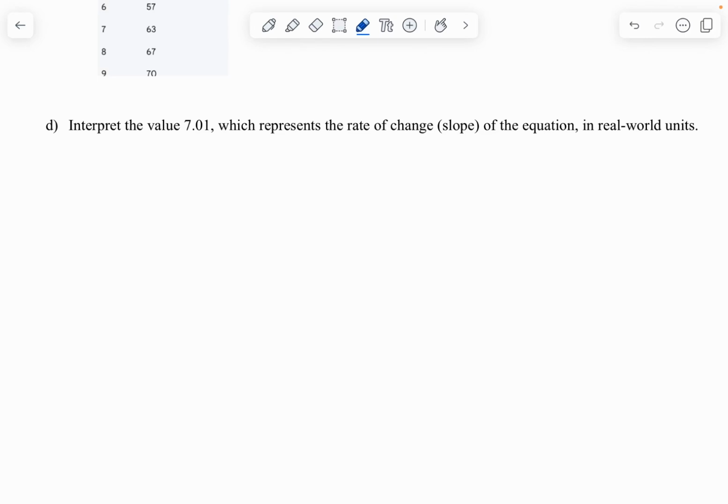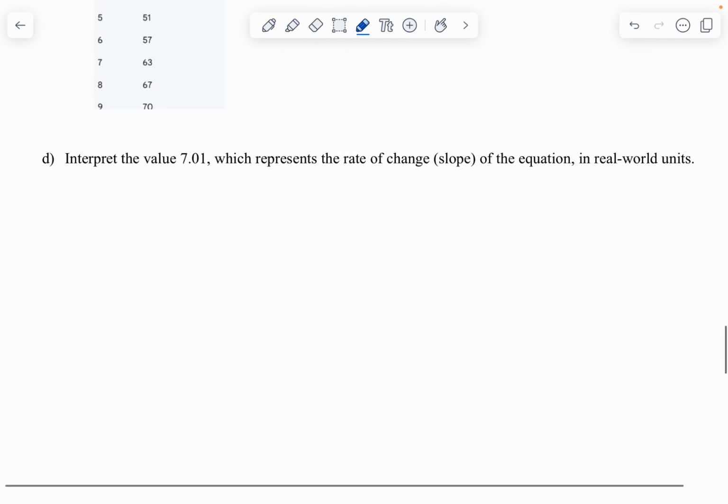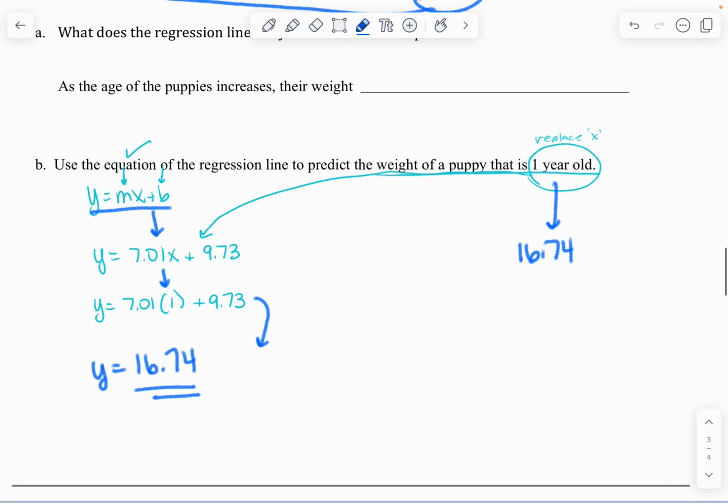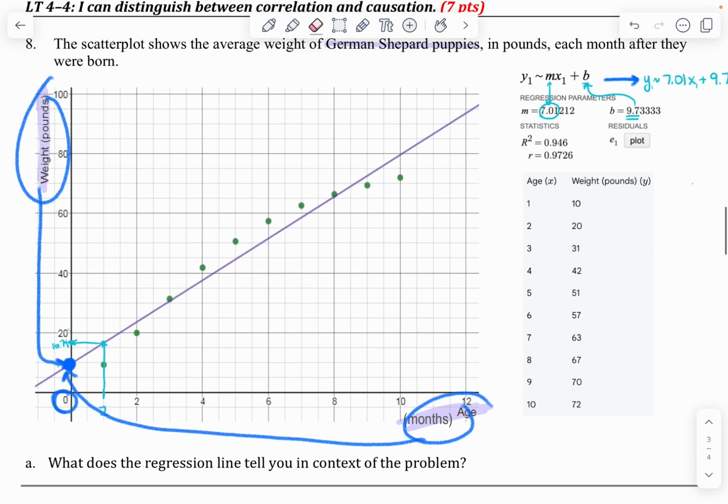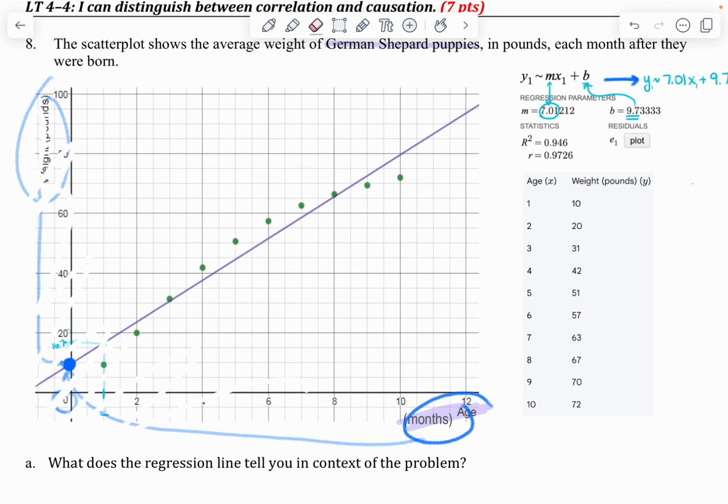Okie dokie, let's interpret the value 7.01, which represents the rate of change. These videos are all over the place if you're watching them separately, so I hope I'm giving you enough detail, but if not, you can go back and look at other videos where I explain what's going on in the chart. If you see a lot of writing, it's already because I've talked about this.